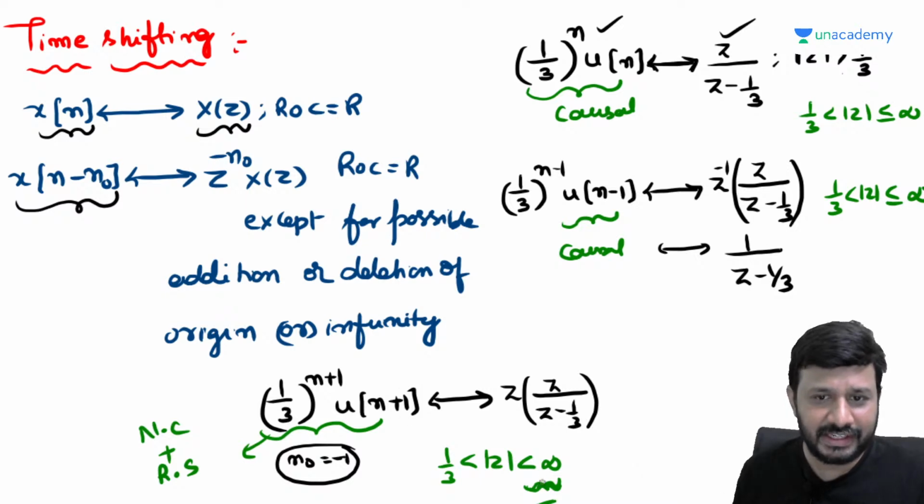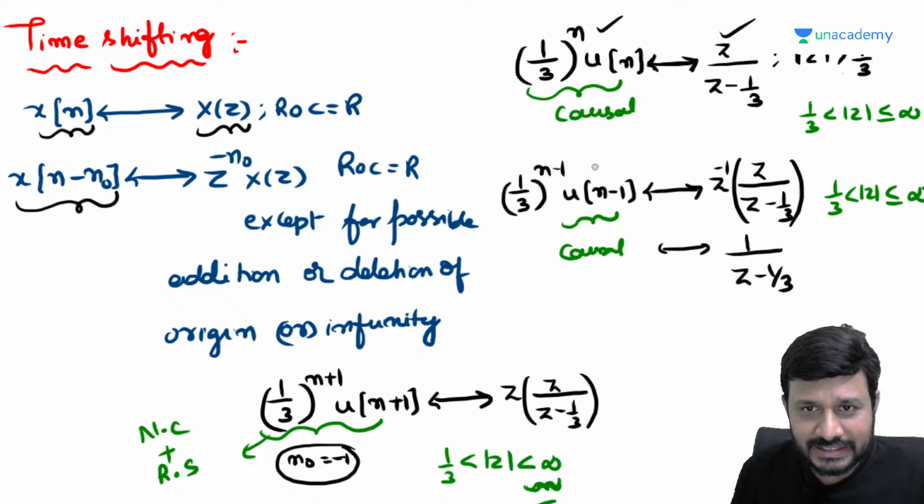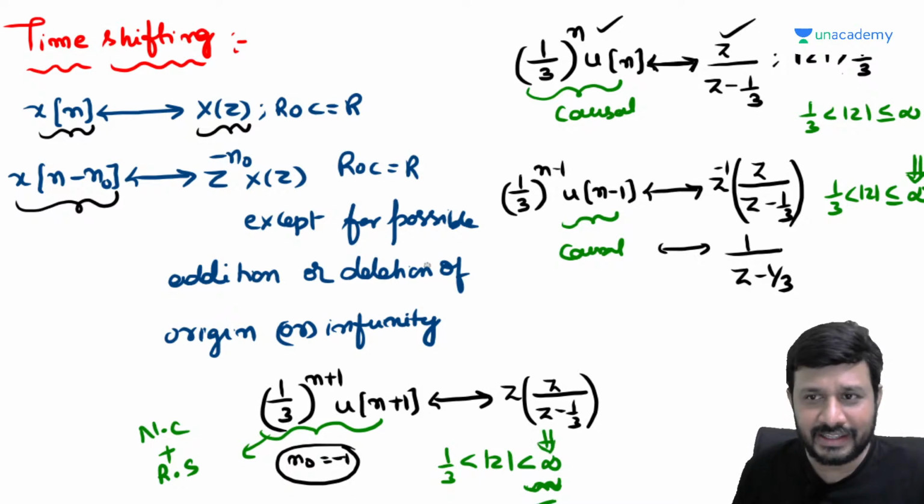So with shifting, see what is written: except for the possible addition or deletion of origin or infinity. In the first case, infinity is included in the ROC, but in the second case it is not included. So in the first case there is addition, in the second case deletion of origin or infinity.